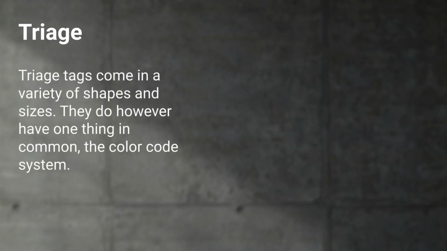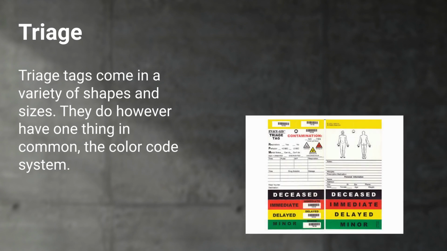Triage tags come in a variety of shapes and sizes. They do, however, have one thing in common: the color code system. The color-coded system, regardless of the specific system in use, has these fundamental processes in place. 1. Tagging patients early assists in tracking them and can help keep an accurate record of their condition.